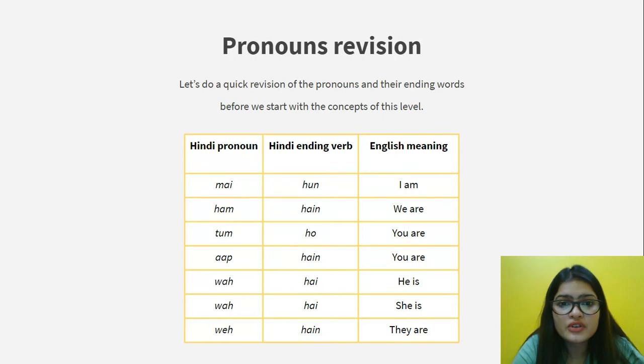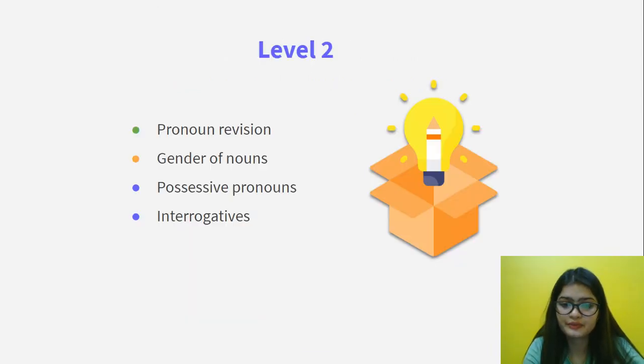Let's do a quick revision of the pronouns and their ending words before we start with the concept of this level. Hindi pronoun, column 2 Hindi ending verb, and then English meaning. मैं हूँ, I am. हम हैं, we are. तुम हो, you are. आप हैं, you are. वह है, he is. वह है, she is. वे हैं, they are.